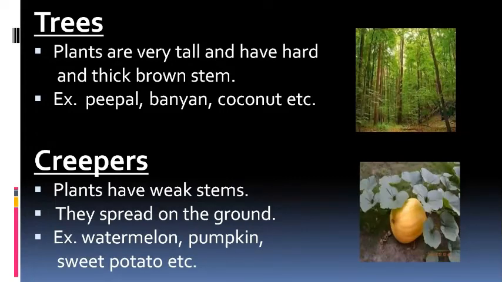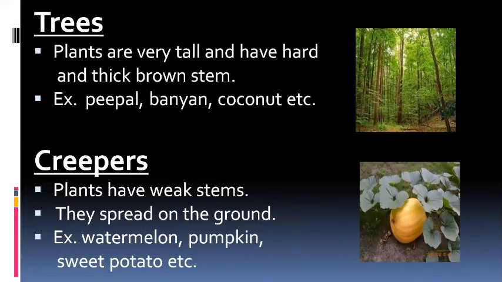So let's move to the next type of plant, that is the trees. There are certain plants which have an enormous height. For example, peepal, banyan, coconut, bamboo, and these plants have a hard and thick brown stem. So these kinds of plants are called trees.